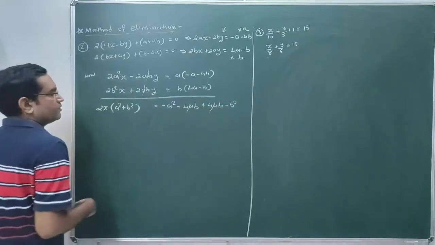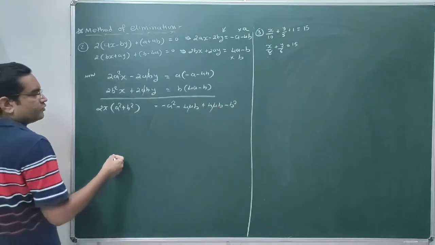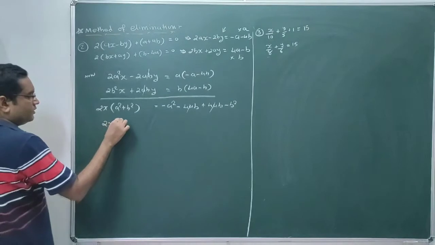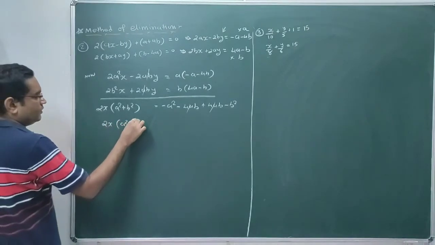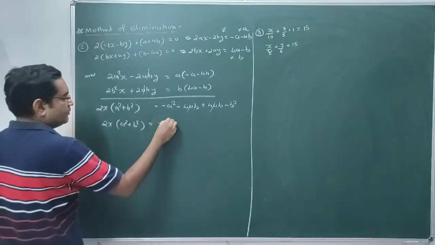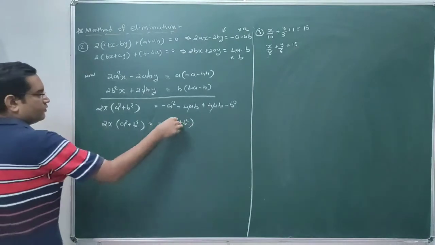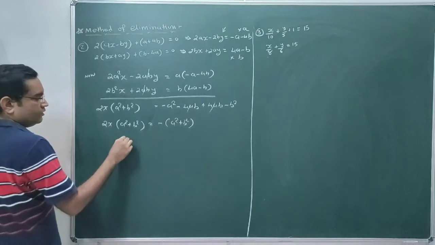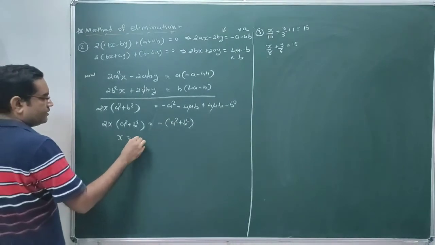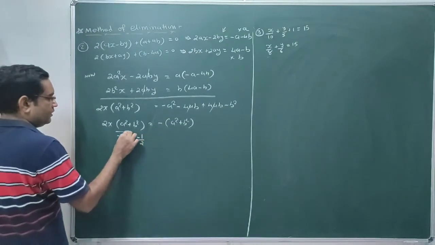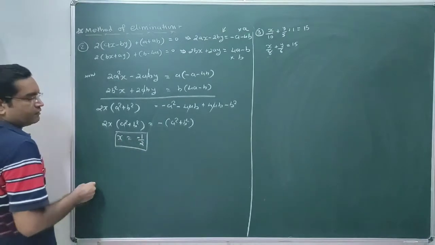So plus 4b minus 4b cut. So it's a minus a square minus b square. So this is nothing but 2x(a square plus b square) equal to, taking minus common, minus (a square plus b square). So a square plus b square will be cut. So we are getting x as minus 1 by 2.